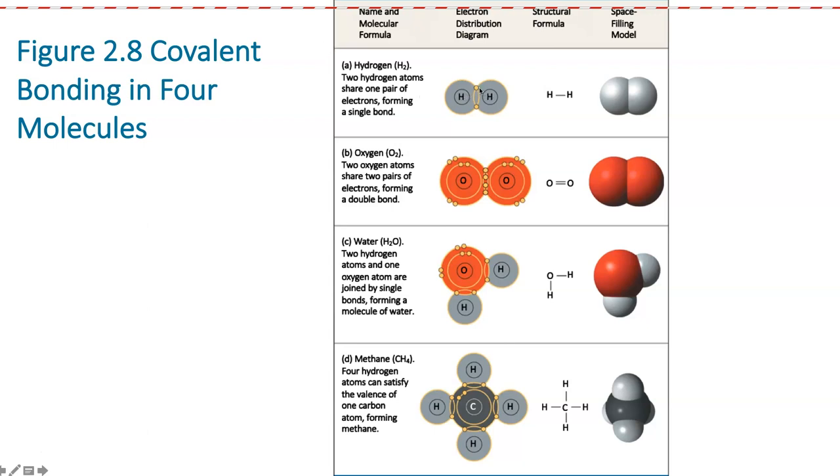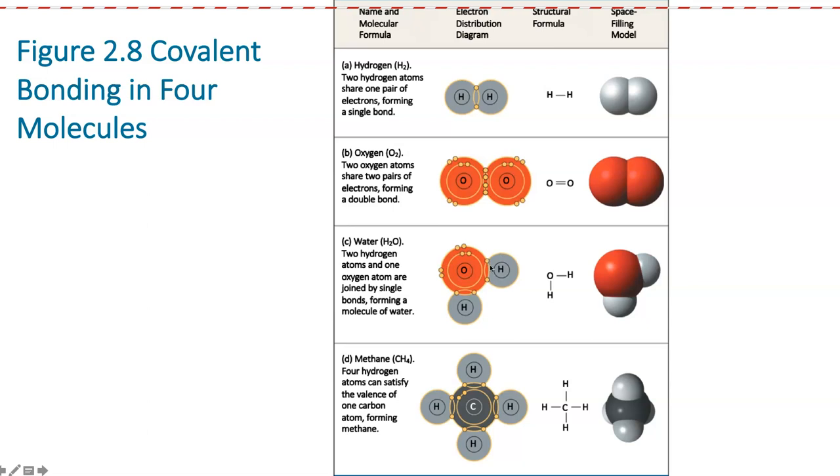So here's our hydrogen. This is the electron distribution diagram. There's your 2 atoms right there. Here's the structural formula. Sometimes we even look at the space filling model. That's nice. Sometimes that's going to be shown to you. Most of the time we're going to be looking at the structural formula. Here's oxygen. It's sharing 2 pairs of electrons, or 4 total electrons. And there's the double bond.